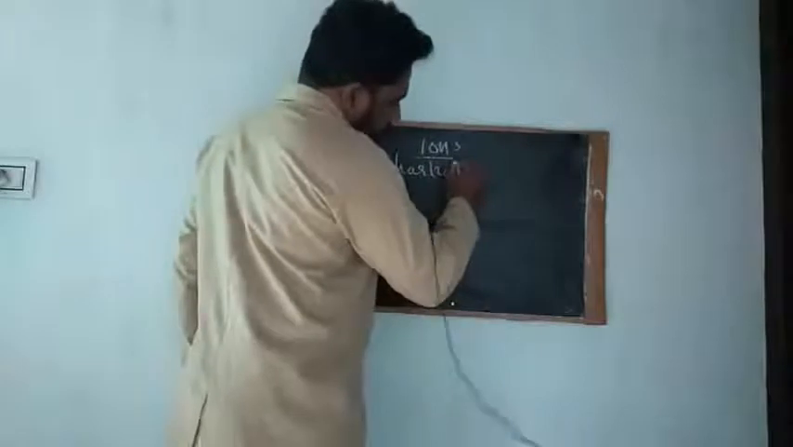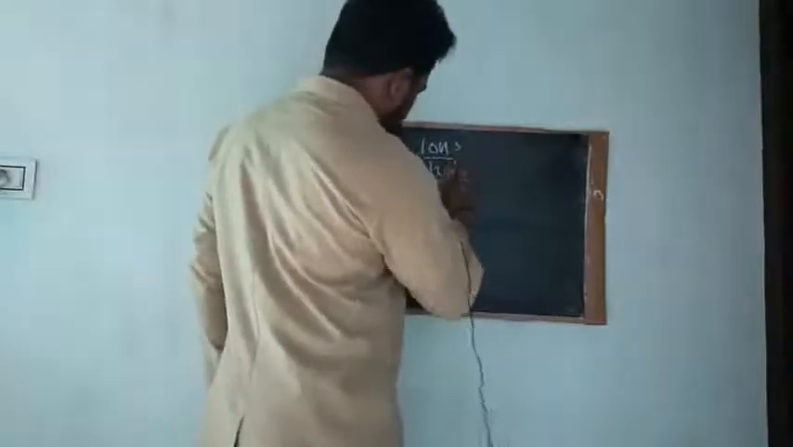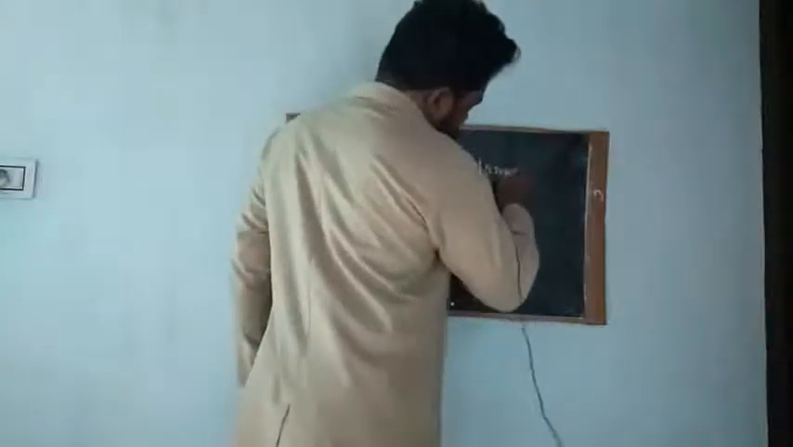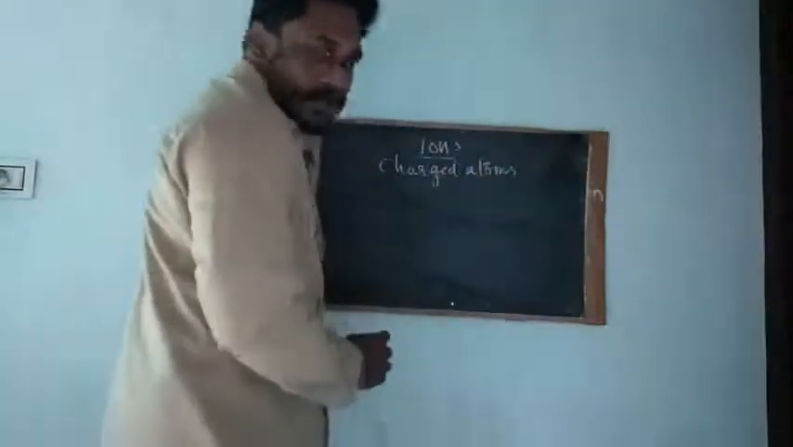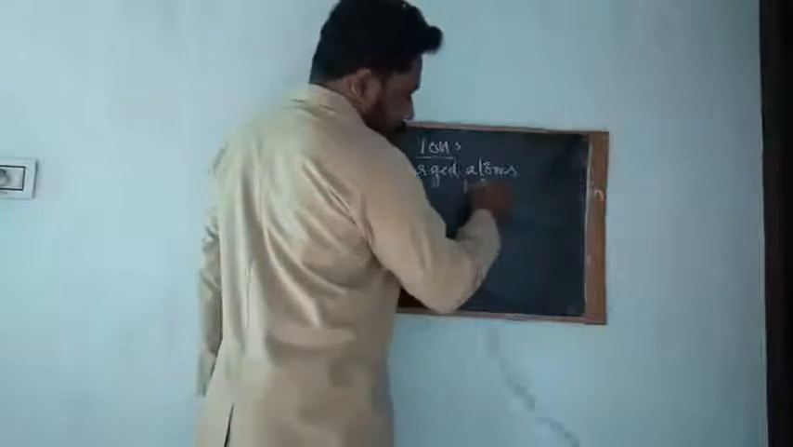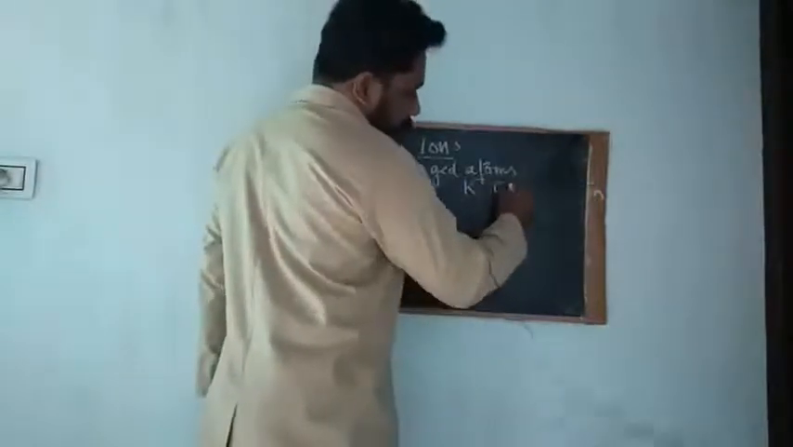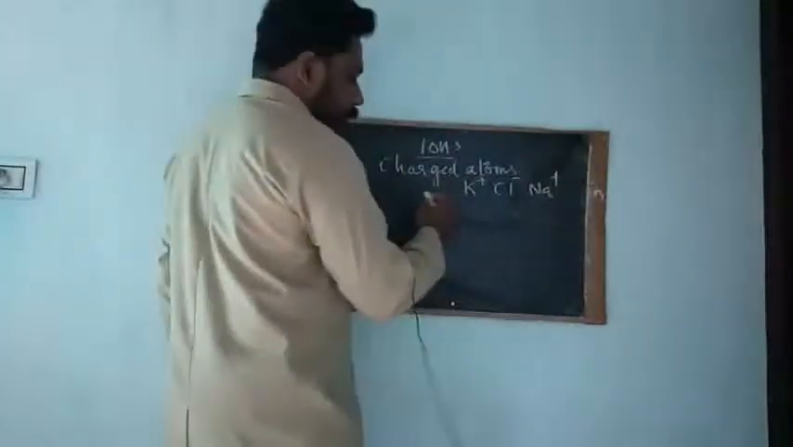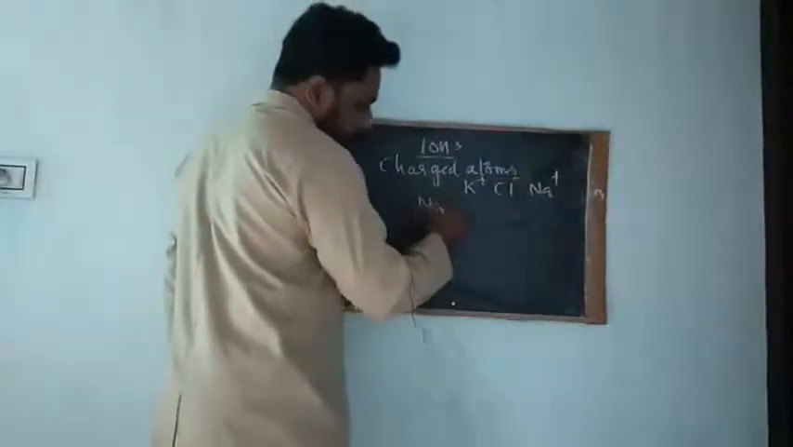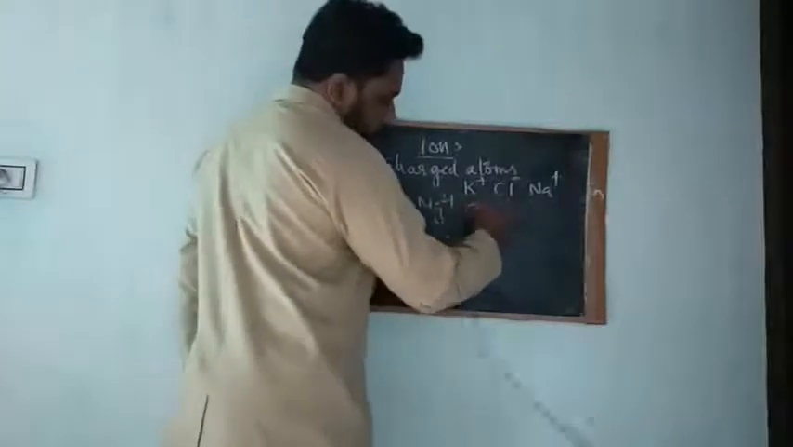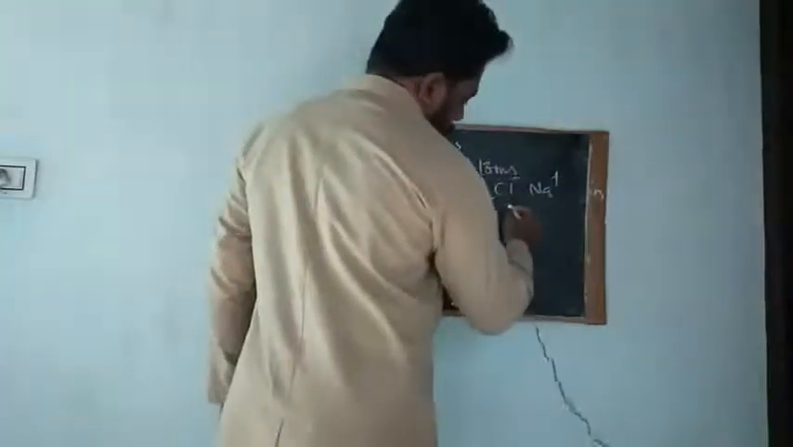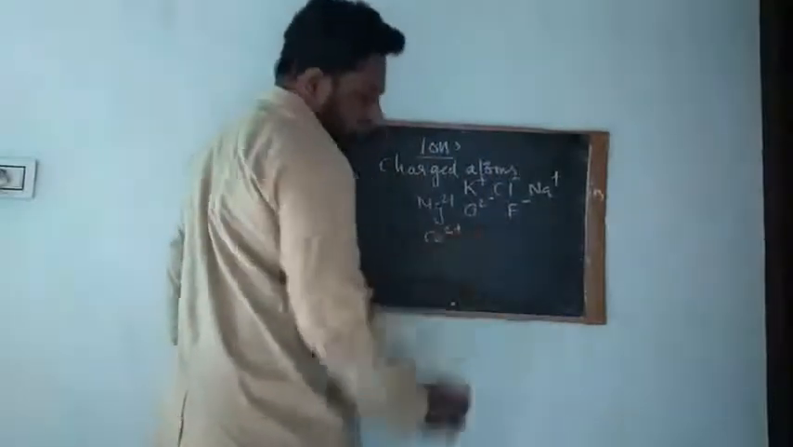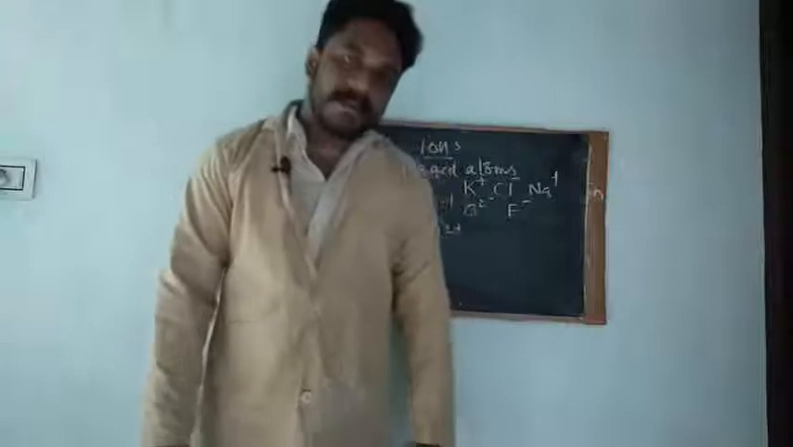What are ions? Ions are charged particles, or charged atoms, right? For example, K plus, Cl minus, Na plus, Mg2 plus, O2 minus, F minus, Ca2 plus. All these are ions, right?